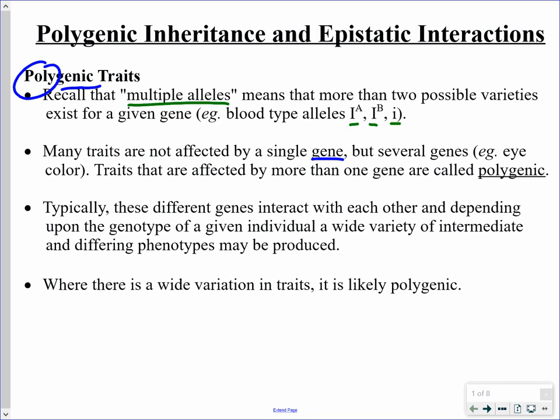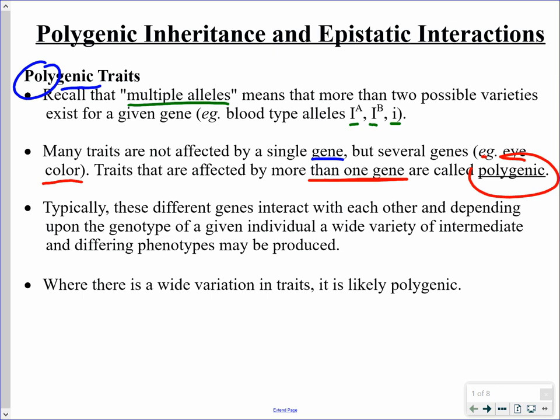So we'll take a look at a few different examples of traits that are in fact controlled by more than one gene. A few human examples. If we take a look at human eye color, this one is controlled by at least three different genes. We will take a closer look at human height. That one as well, probably controlled by three different genes. But just keep in mind that whenever we have any trait that is controlled by more than one gene, that is what is referred to as polygenic inheritance.